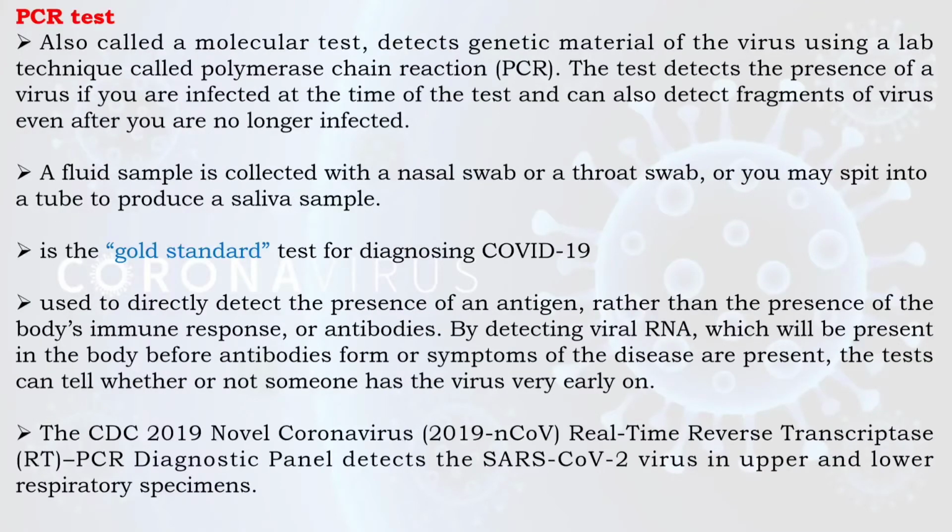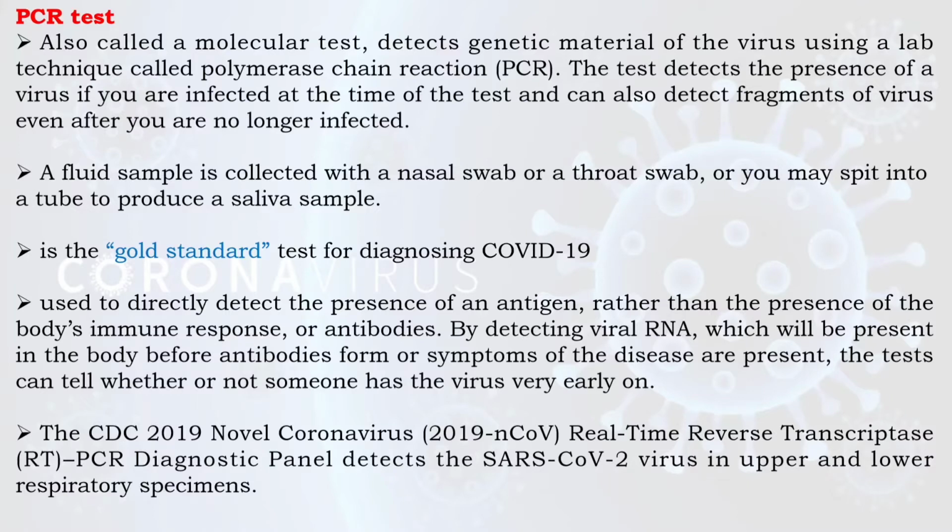The PCR test, also called the molecular test, detects genetic material of the virus using a lab technique called polymerase chain reaction. The test detects the presence of a virus if you are infected at the time of the test and can also detect fragments of virus even after you are no longer infected. A fluid sample is collected with a nasal swab or a throat swab. You may spit into a tube to produce a saliva sample. It is the gold standard test for diagnosing COVID-19 because it's the most accurate and reliable test when properly performed by a healthcare professional. The rapid test can miss some cases.